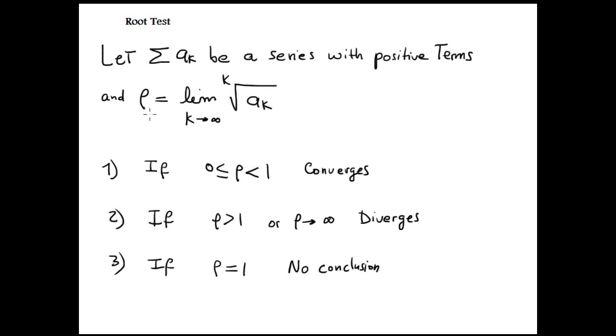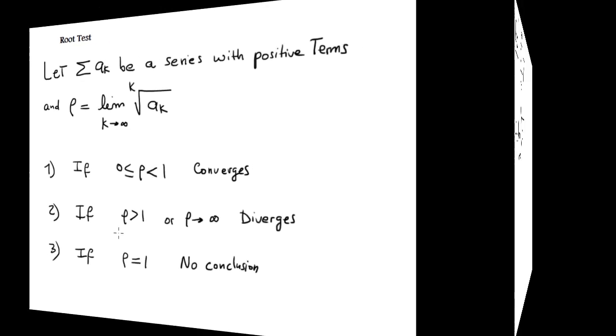If rho is a number between 0 and 1, the series converges. If it's greater than 1 or infinity, it diverges. If it's equal to 1, there is no conclusion. It's a little bit similar to the ratio test, but the formula is different. This is the root test.